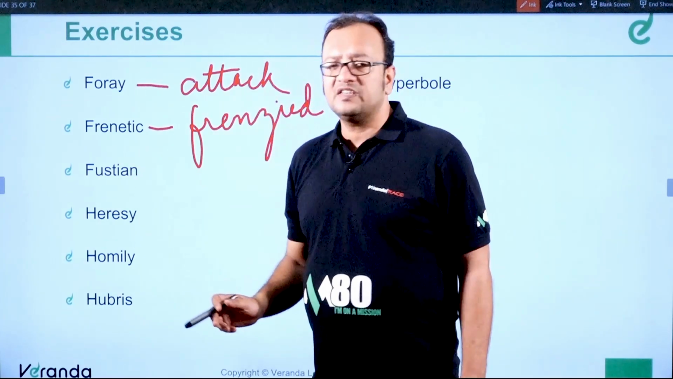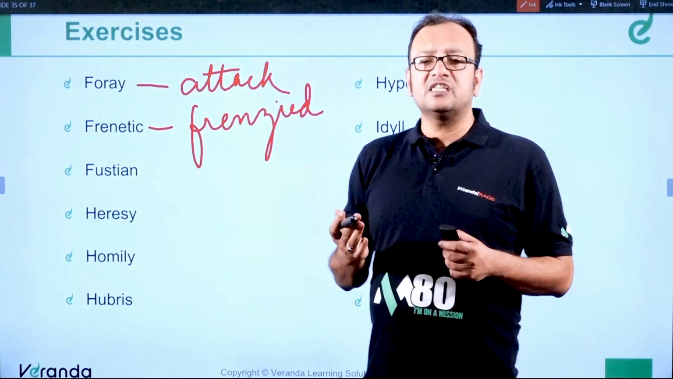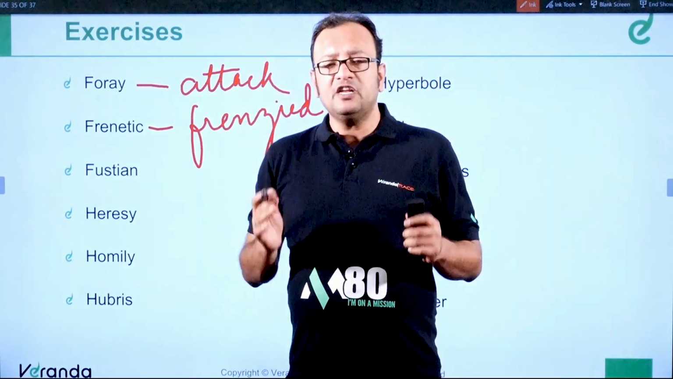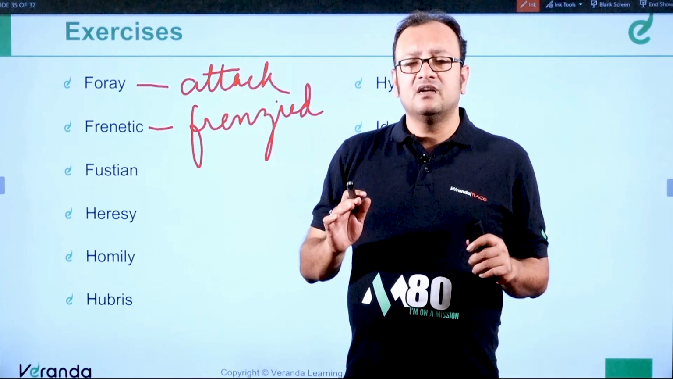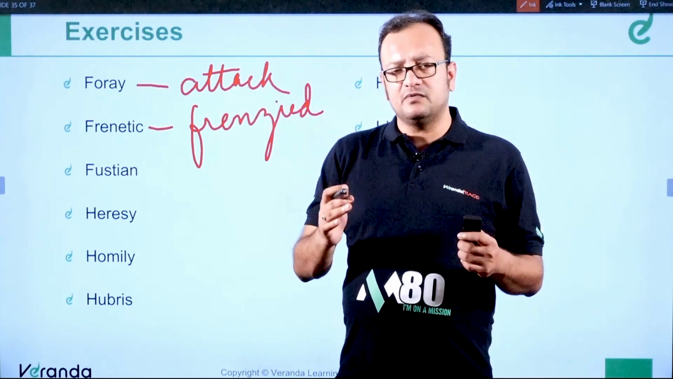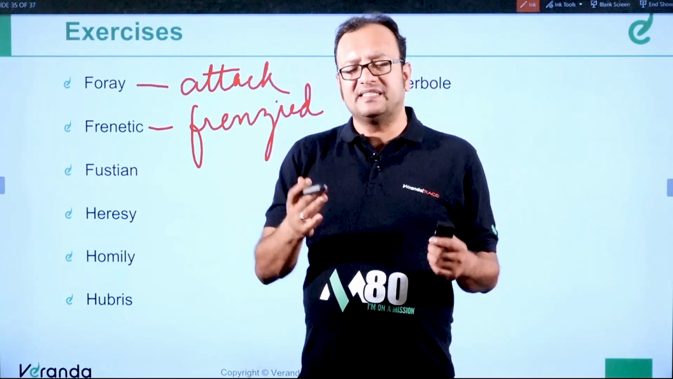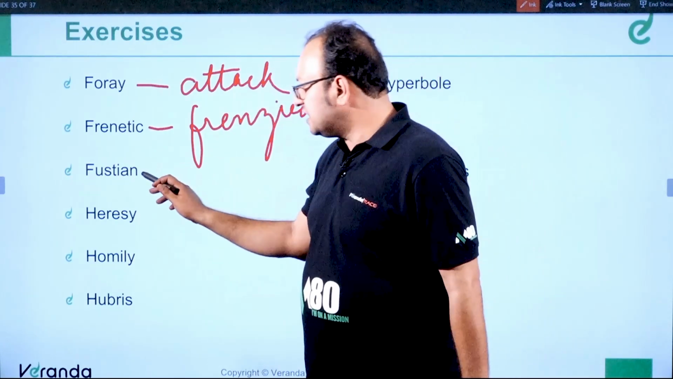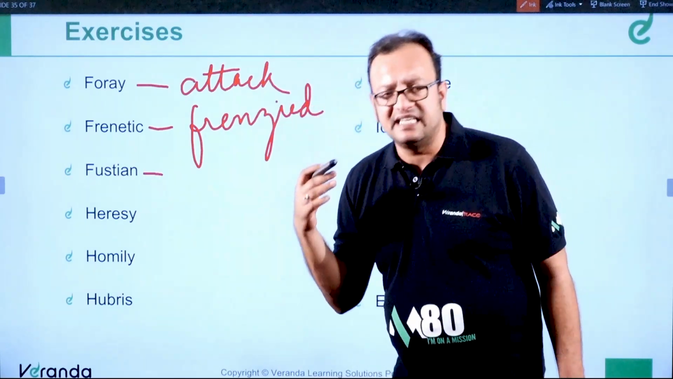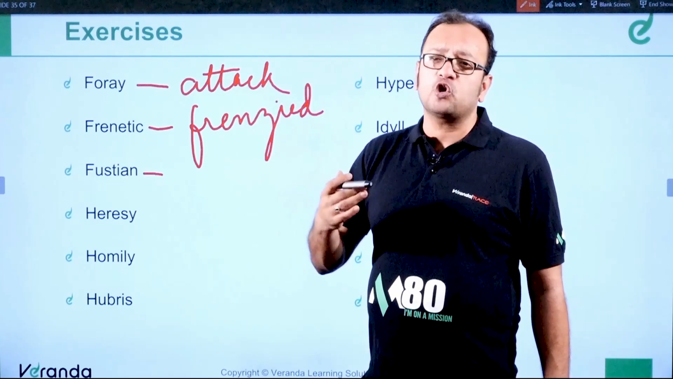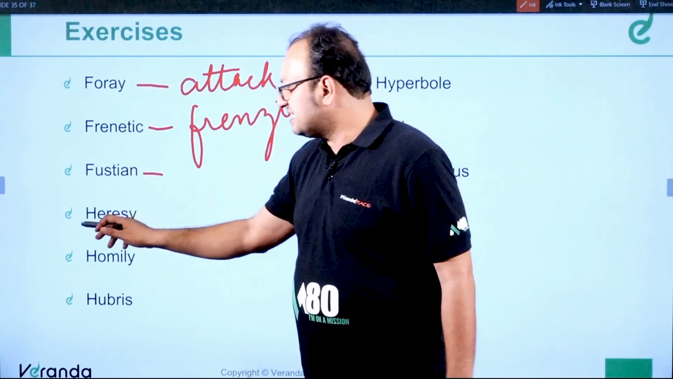Next word is fustian. Fustian means a speech which is very pompous, very ostentatious, very full of showiness, a lot of show. So fustian is a speech which is full of ostentation and pomp, a lot of show.